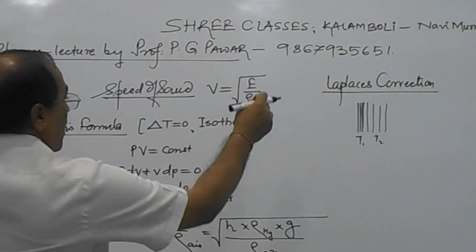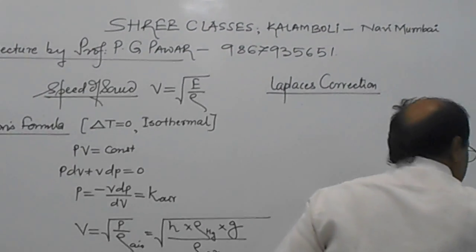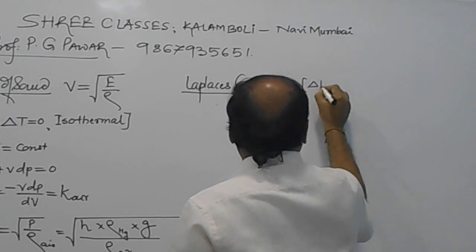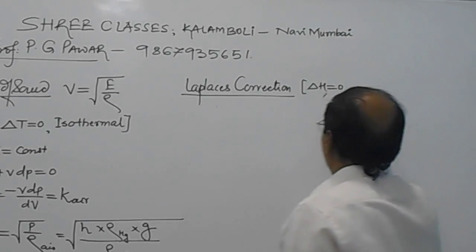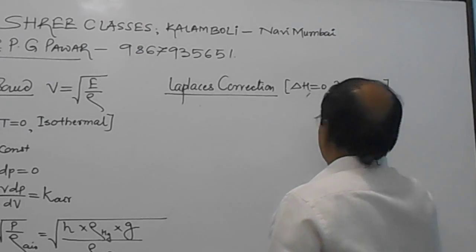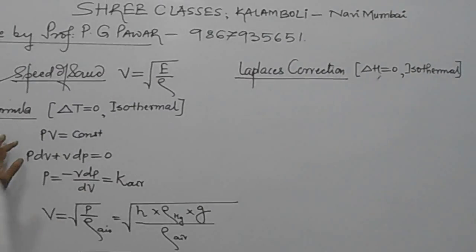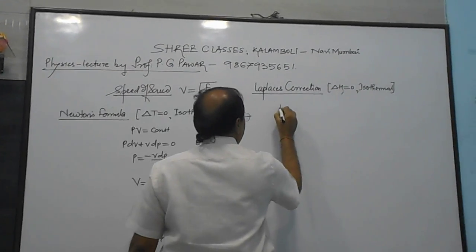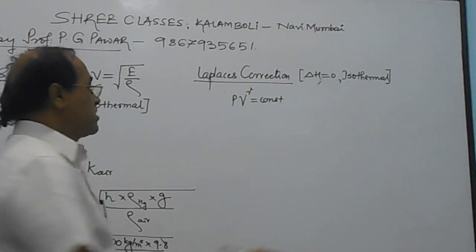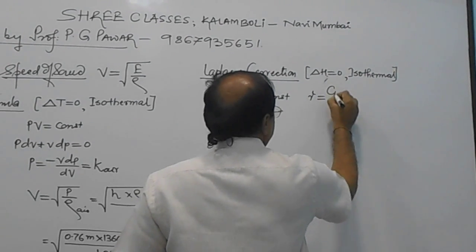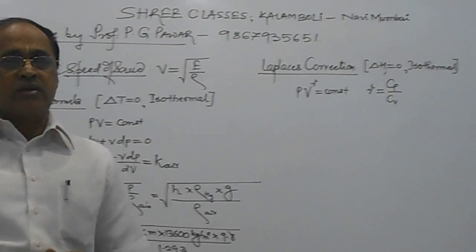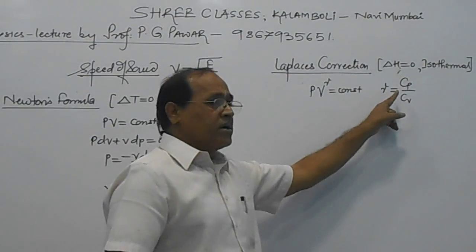Then Laplace thought that there is no isothermal condition, but the heat remains constant. ΔQ is equal to 0. And this condition is called an adiabatic condition. For this, from thermodynamics, we can say that PV^γ equal to constant, where γ is the ratio of two specific heats, that is Cp upon Cv. Cp is the amount of heat required to raise the unit mass of a gas through 1 degree when pressure is kept constant and volume is allowed to change.